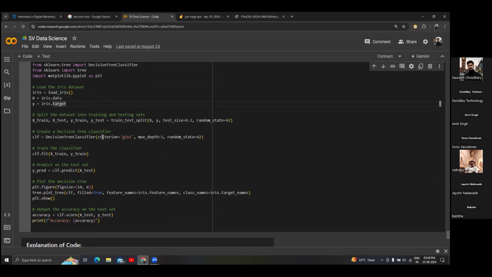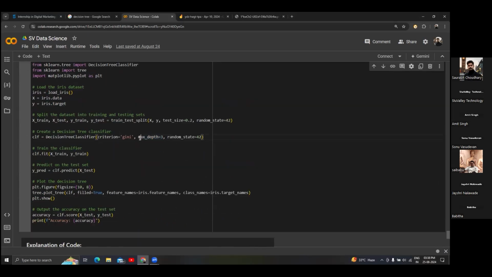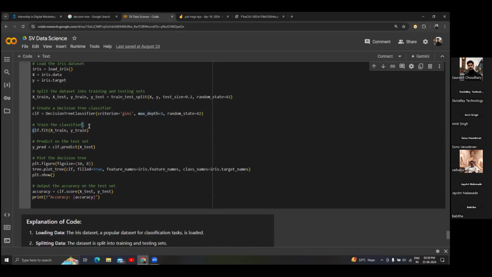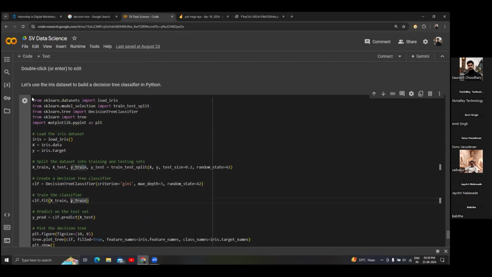Our criterion for the decision tree will be Gini impurity, with maximum depth of 3 levels because we have three features. Then you can fit it, predict it, and even print your tree, what your model made. You can print a tree. Let me print this. Right.